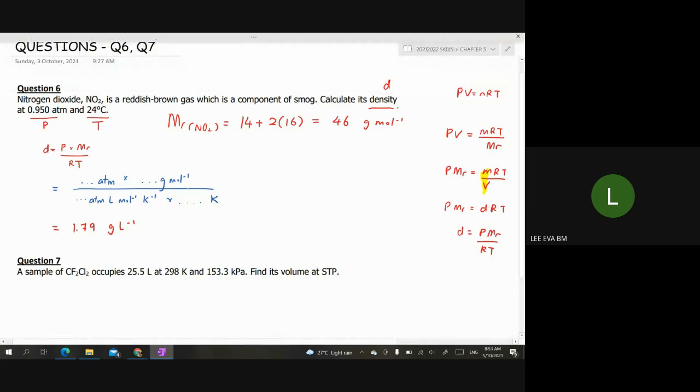You simply cancel off the similar units over here. So atm, we can cancel. And then per mole and per mole we can cancel. Per Kelvin and Kelvin can cancel because they are at the same row. Up and down it needs to be the same. Same row, one negative, one positive. So cancel off. Okay, so what is left over here? We got gram per liter. Because when you bring out your liter, it will become liter to the power of -1.